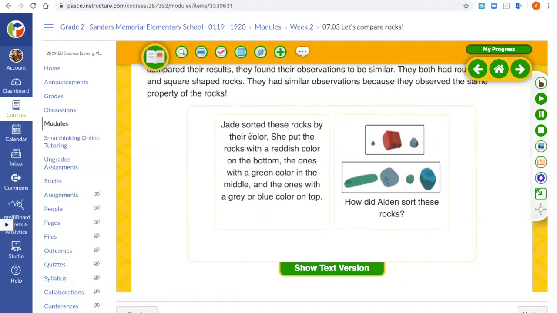Jade sorted these rocks by their color. She put the rocks with the reddish color on the bottom and the ones with the green color in the middle and the ones with the gray or blue color on top.